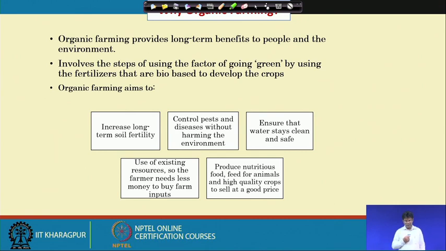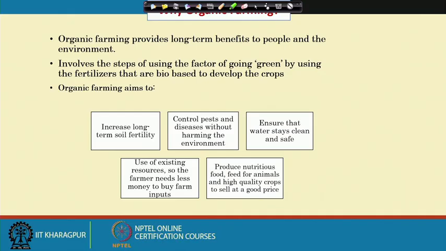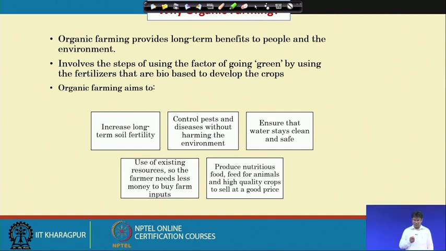Fourth, it produces nutritious food, feed for animals and high quality crops to sell at a good price. As we discussed last class, the quality of the foods is better because of balanced nutrition, supplying both macro and micronutrients. At the same time, the stress physiology increases the quality of the crops through increasing the concentration of polyphenols in the plant.